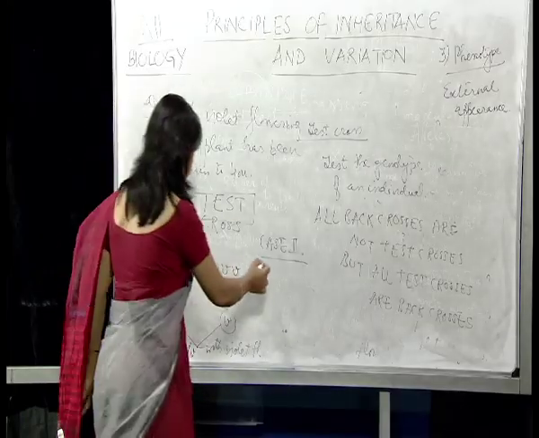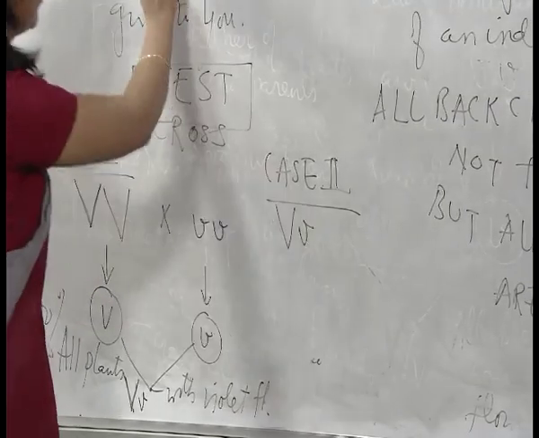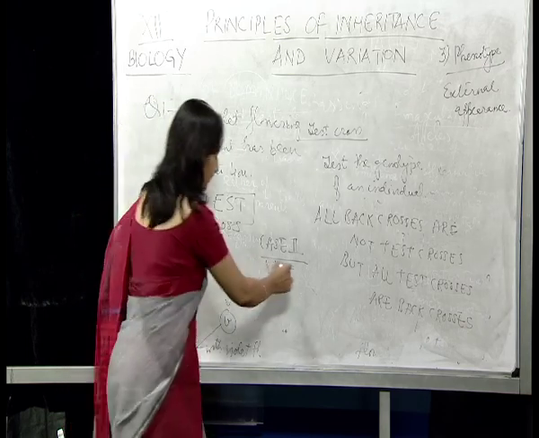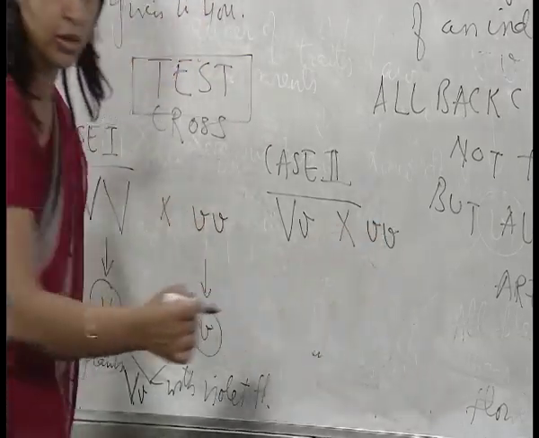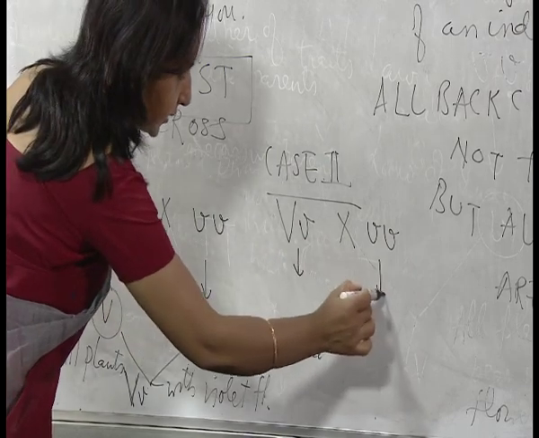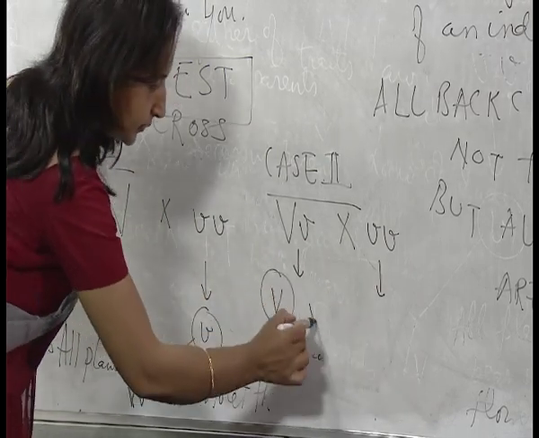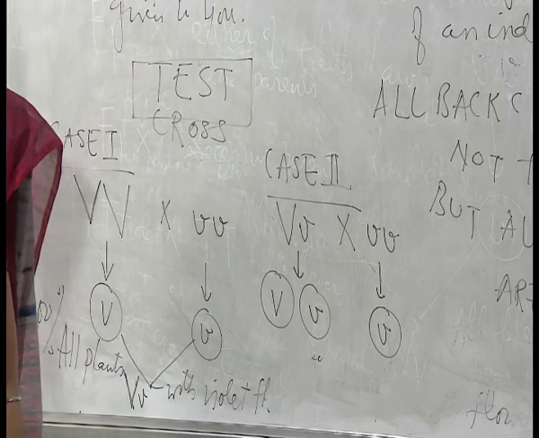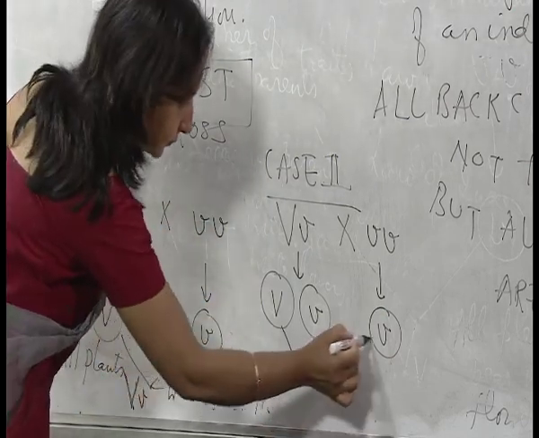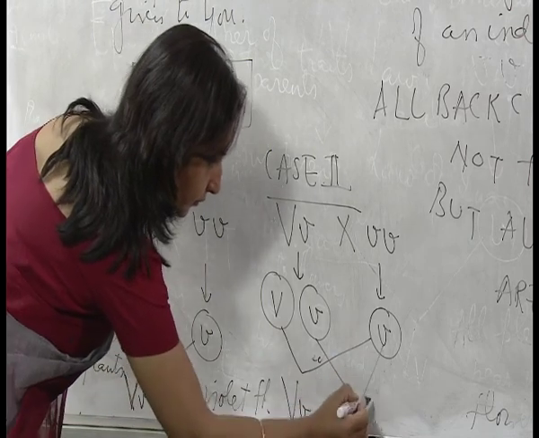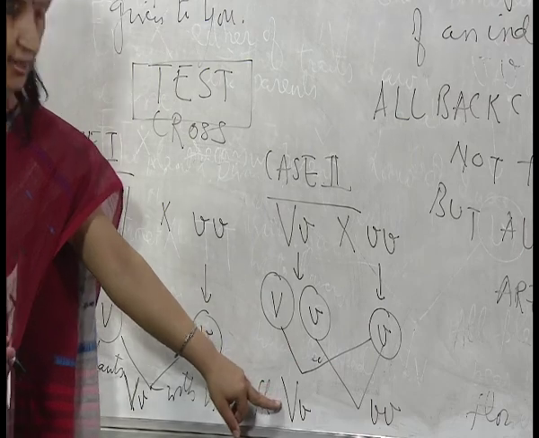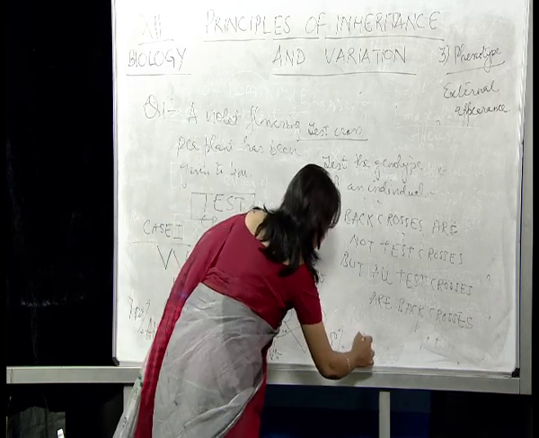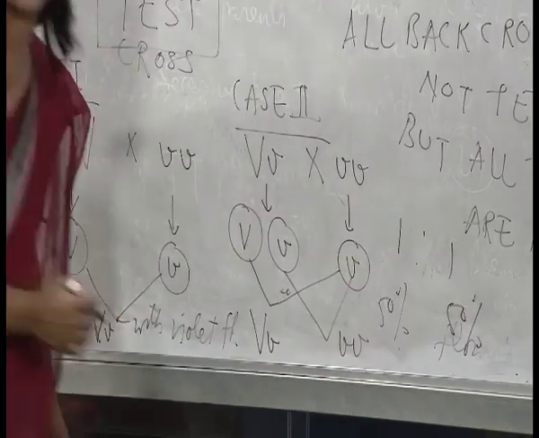Second possibility is, let's assume the violet flower which is given to us is not homozygous, it is heterozygous. So we write capital V, small v. It is crossed with the recessive parent, that is small v, small v. We make the gametes here. Two types of gametes are formed, capital V and small v. And here only one type of gamete is formed, that is small v. Now when we cross them, we will see that 50% of the flowers are violet flower bearing plants and 50% are white flower bearing plants. That means the ratio is 1:1.